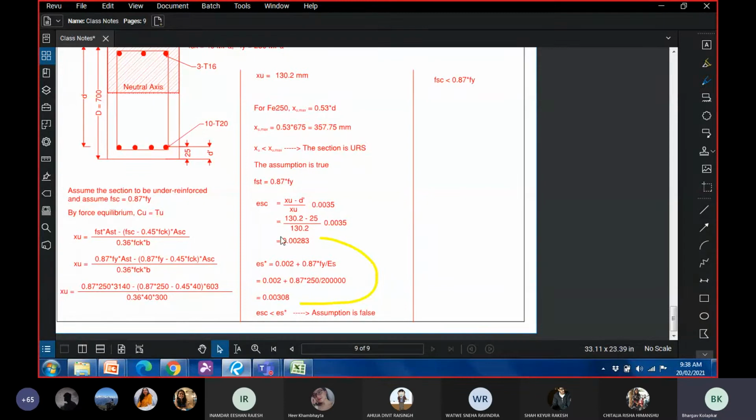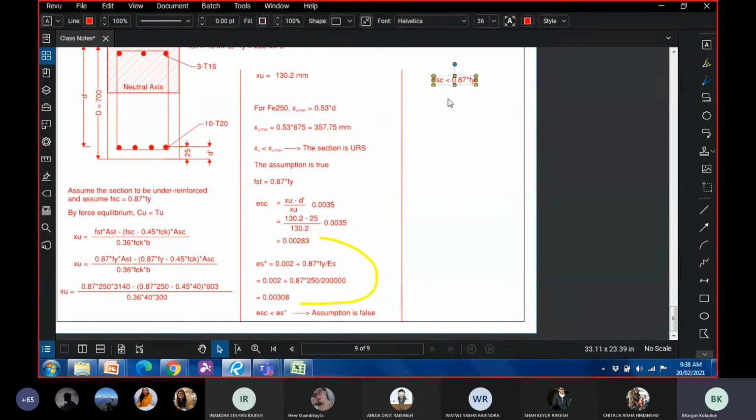Had this value been greater, it would sort of indicate that the steel in compression has yielded, which means FSC is equal to 0.87 Fy, and we would get a closed form solution. But unfortunately, our assumption has failed here. And we have looked at last time what happens when our assumption of an under reinforced section, or here the assumption of the stress in steel being less than 0.87 Fy, fails.